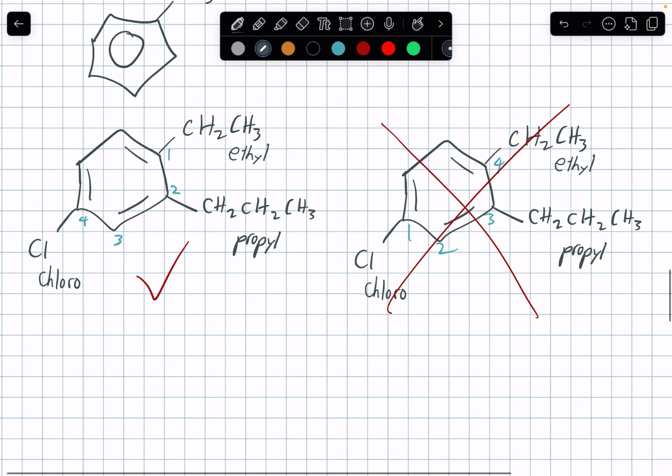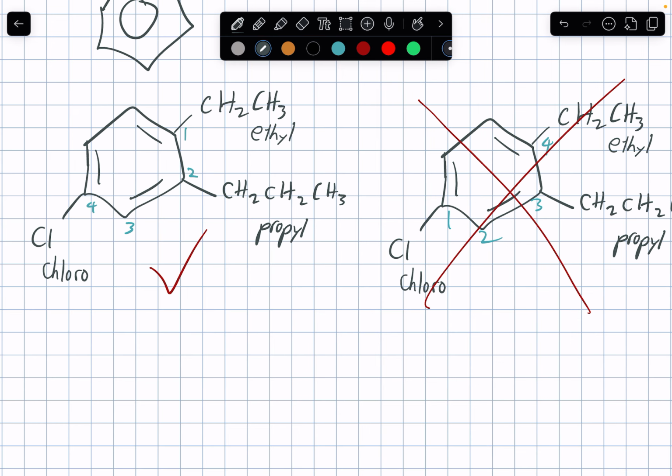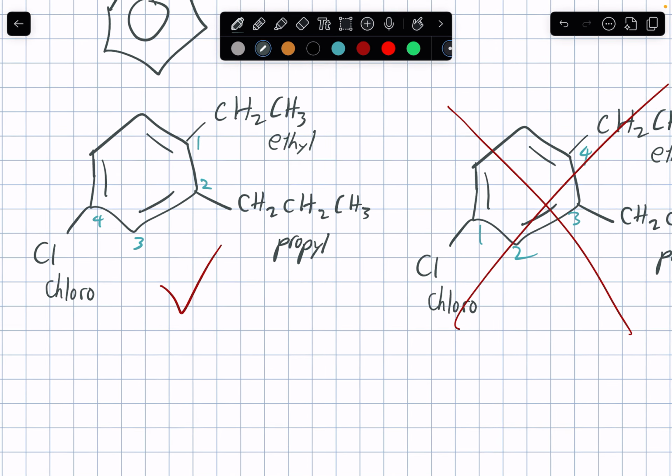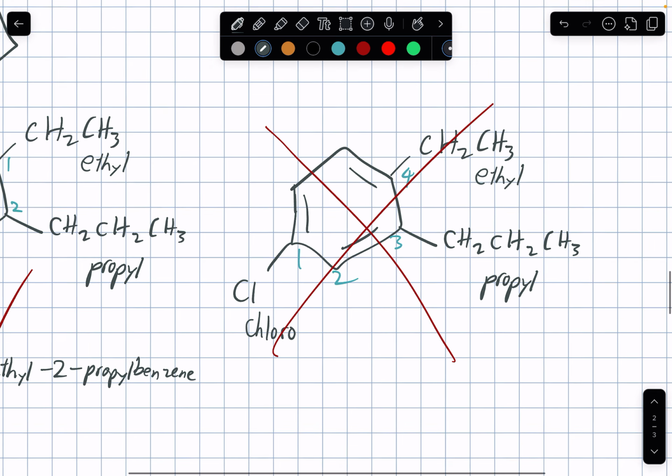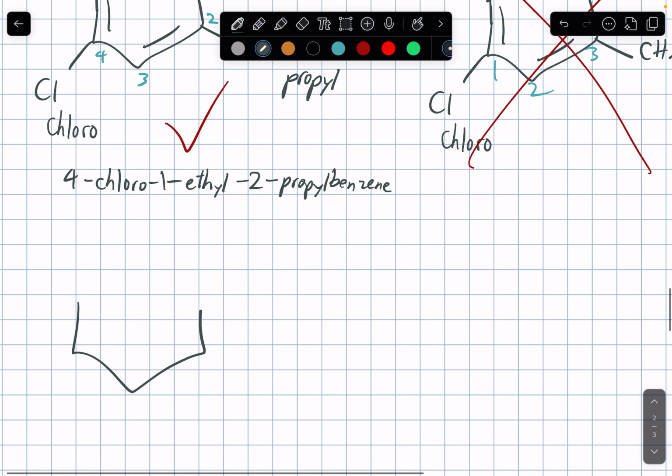Okay? And let's try to name this by alphabet, no? By alphabet, chloro comes first, then ethyl, then propyl. So 4 chloro, 1 ethyl, 2 propyl, benzene. Okay. Next example.